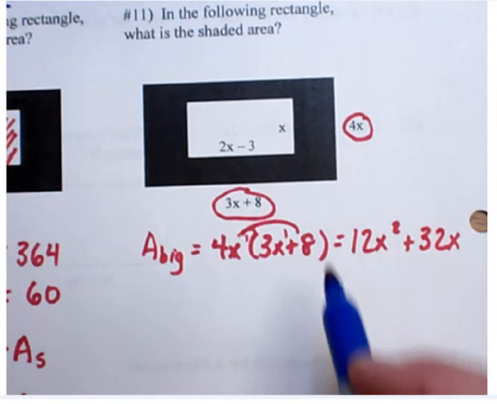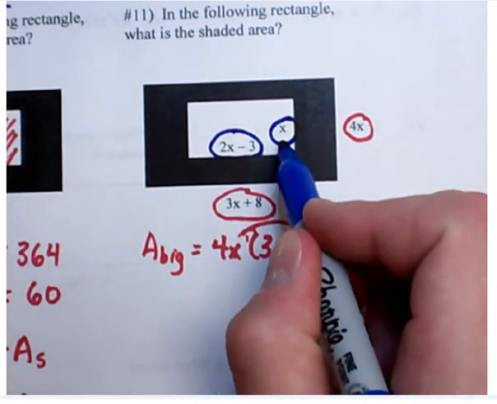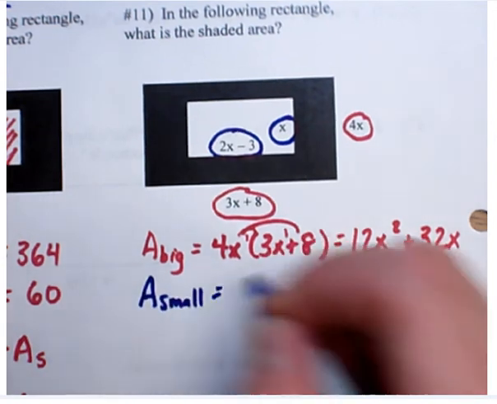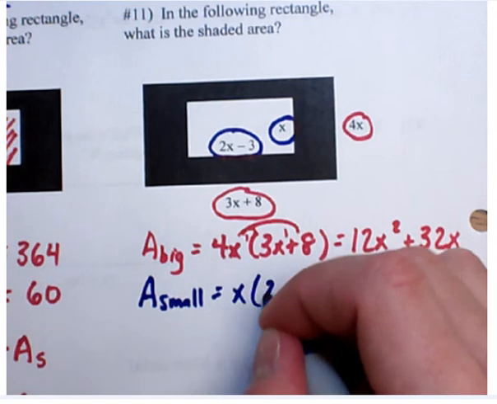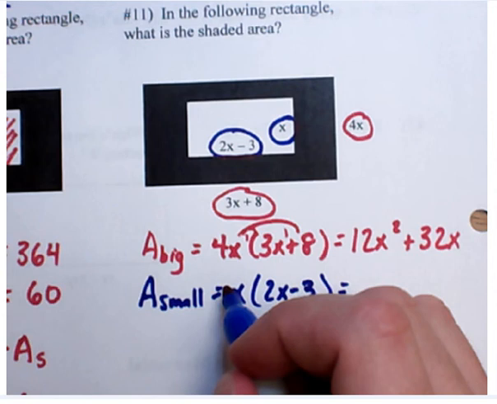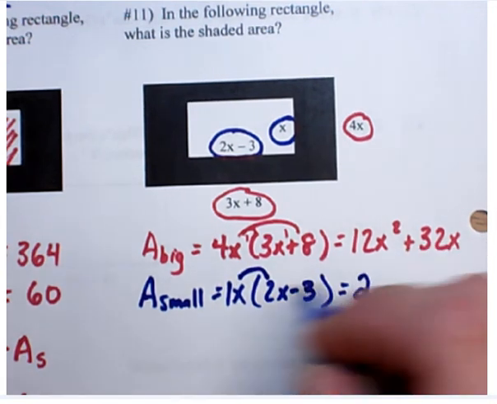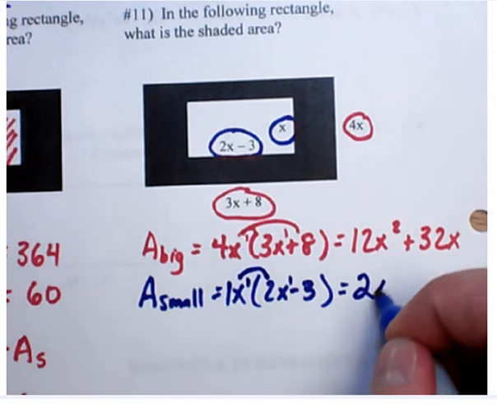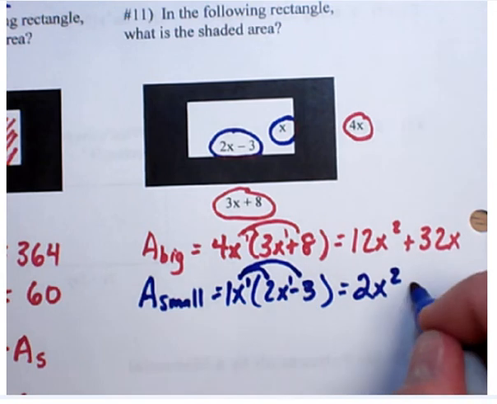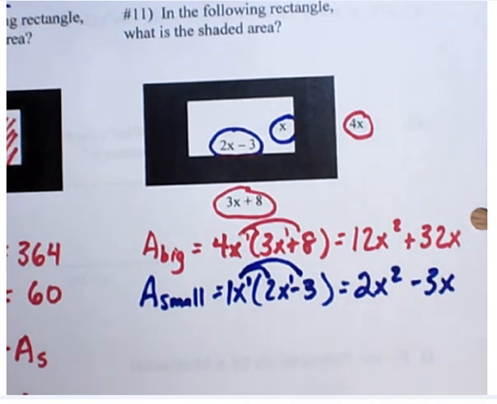Now we need the small one. Length and width, 2x minus 3, and x. So area of the small equals x times 2x minus 3. Let's multiply. Now this is like a 1x, so 1x times 2x is just 2. Add the exponents, you get x to the second. And then 1x times negative 3 is minus 3x. So there's the area of the small.